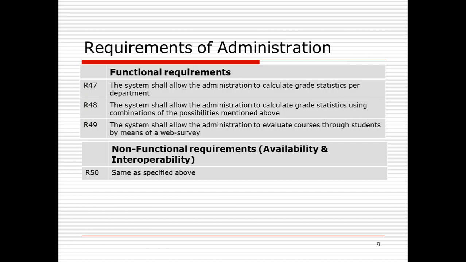Also, the system should allow the administration to calculate grade statistics per department. Grade statistics using a combination of all the possible methods mentioned above should also be allowed by the system to the administration people. The system should allow the administration to evaluate courses through students by means of a web server. So if the administration person wants to carry out a web survey among the students, that should also be allowed by the system. These are the functional requirements for the administration. The non-functional requirements, like availability and interoperability already specified for the students and the maintainer, are applicable to the administration also.